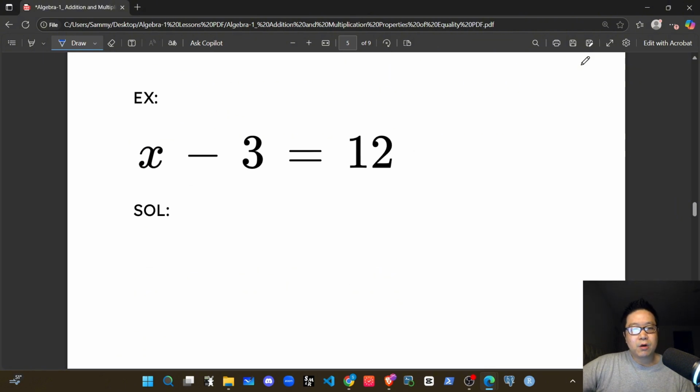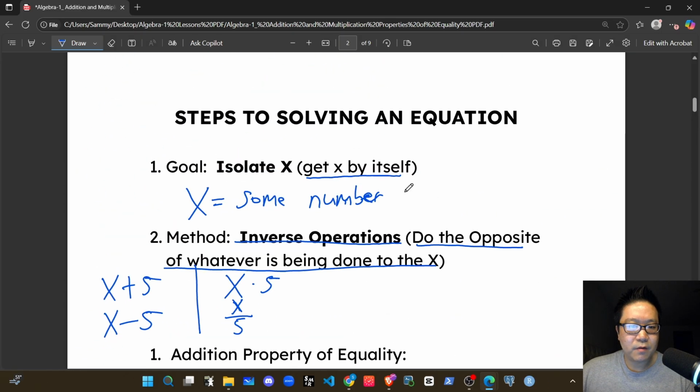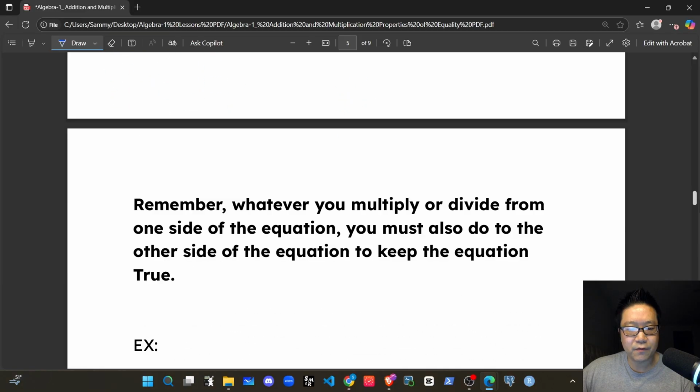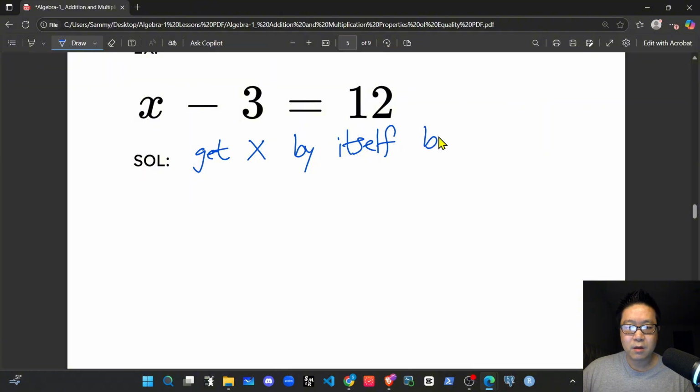So here, let's actually go over solving an equation. And if you remember from earlier, just a minute ago, I gave you the steps to solving an equation, which says that the goal is to isolate x using inverse operations. What that means is it's just a fancy way of saying get x by itself.